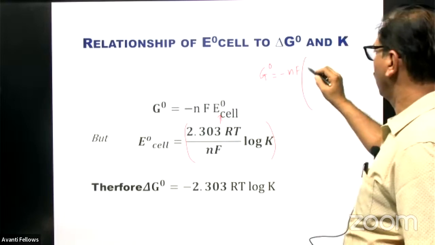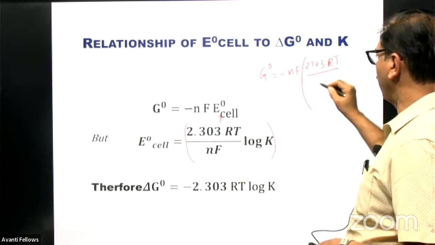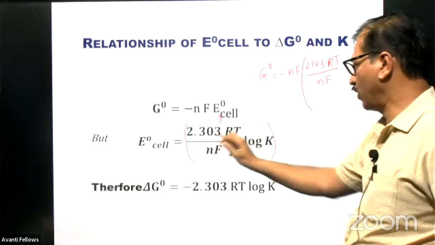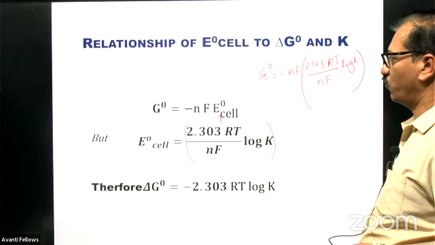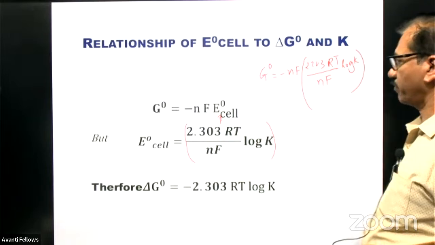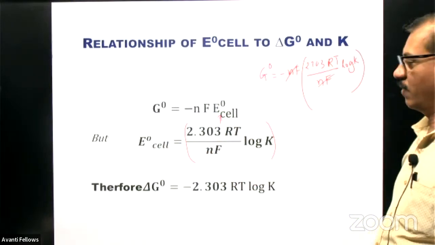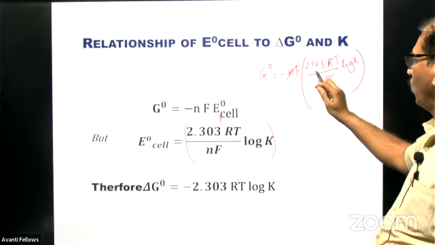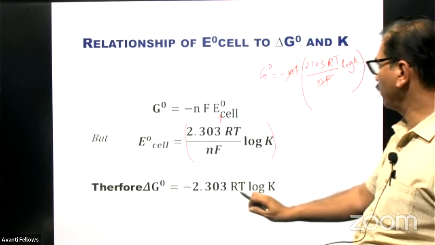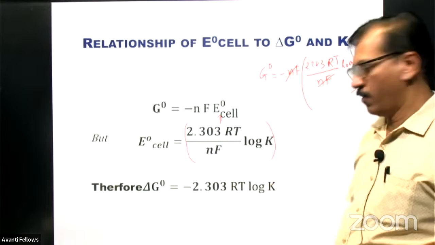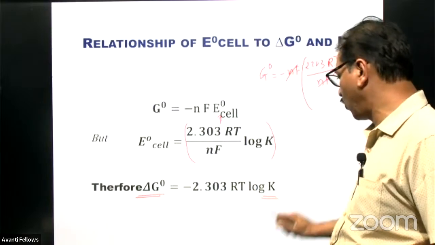Then what we can see is delta G0 is equal to minus nF times E0 of the cell, which is 2.303 RT by nF log of K. This expression we have already derived, right? So nF get cancelled. Therefore, delta G0 is equal to minus 2.303 RT log of K. This is the relationship between delta G0 and the equilibrium constant of the reaction.